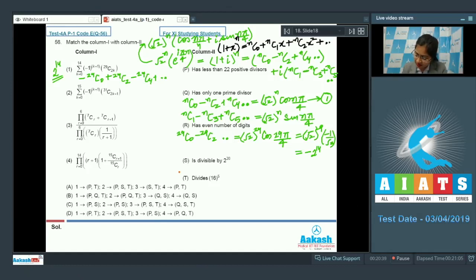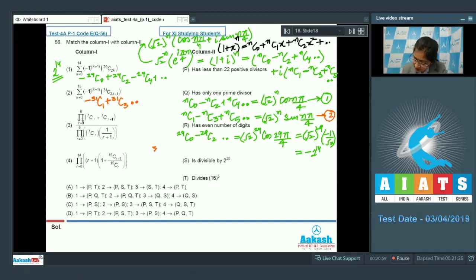Now let's find the second option, in which we have to find the value of, putting k equal to 0, we will get minus 31C1 plus 31C3 and so on, right? This is what we have to find. Now in equation 2, let us put n equal to 31.